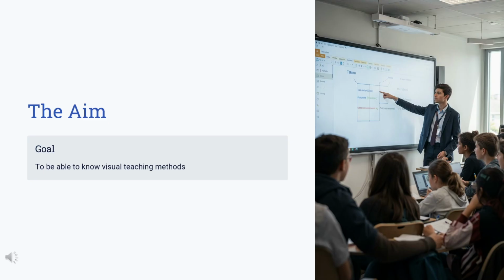At the outset, the lecture formulates its aim in concise terms: to know and understand the visual teaching methods. However, this aim should be interpreted in a broader pedagogical sense. It is not enough simply to list visual methods; rather, one must understand their instructional purpose, their conditions of effective use, and their place within the general structure of teaching. Accordingly, the lecture is directed toward methodological awareness rather than mere terminology.